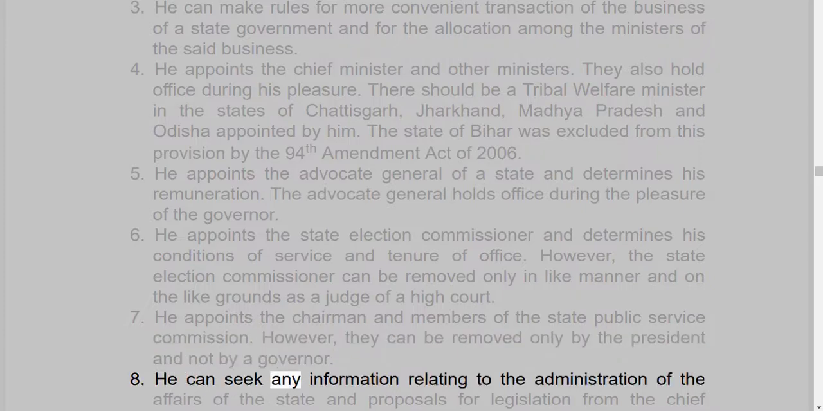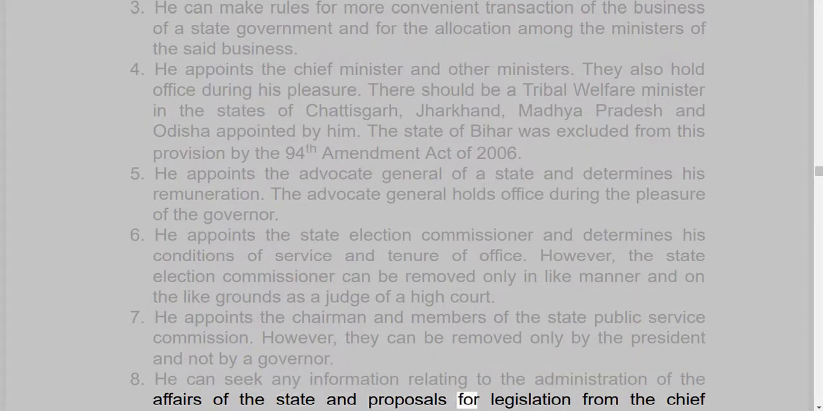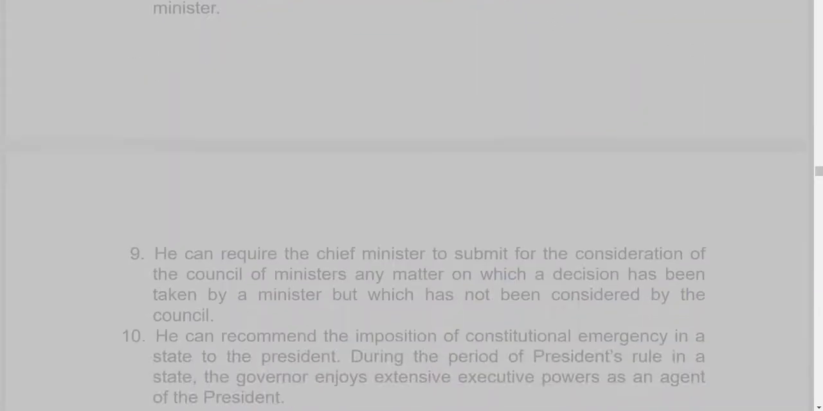8. He can seek any information relating to the administration of the affairs of the state and proposals for legislation from the chief minister. 9. He can require the chief minister to submit for the consideration of the Council of Ministers any matter on which a decision has been taken by a minister, but which has not been considered by the council. 10. He can recommend the imposition of constitutional emergency in a state to the president. During the period of president's rule in a state, the governor enjoys extensive executive powers as an agent of the president.